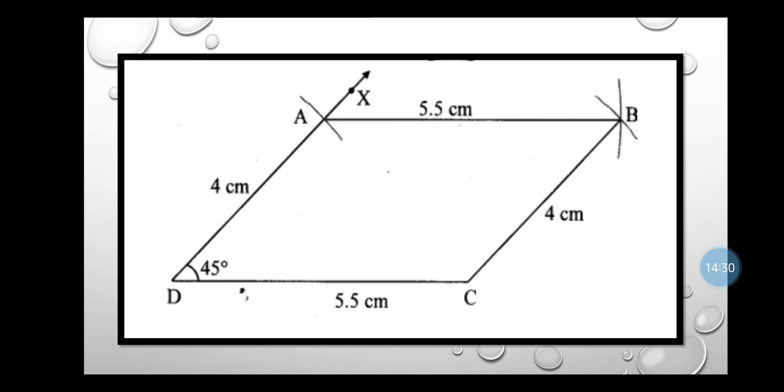The first and foremost step, children, you will draw the base DC as 5.5 centimeters. Taking a protractor, placing it on point D, you will mark 45 degrees, that is an acute angle, and name it X. Next, place the protractor on point C, mark 135 degrees, an obtuse angle, and draw a ray. With the help of a ruler on your compass, you will measure 4 centimeters, place it on point D, cut an arc, and name it point A. Same way, place the same measure on point C and cut an arc.